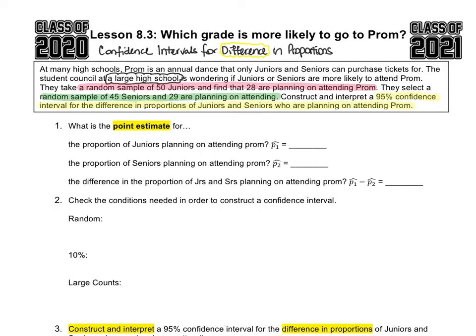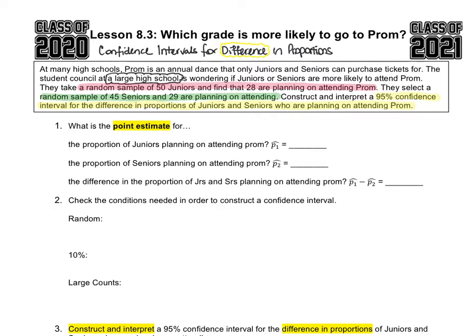Last of all, we have the confidence level that we need to be using, which is 95%, and what our confidence interval is going to represent: the true difference in proportion of juniors and seniors who are planning on attending prom. Okay, let's take a look at number one now.